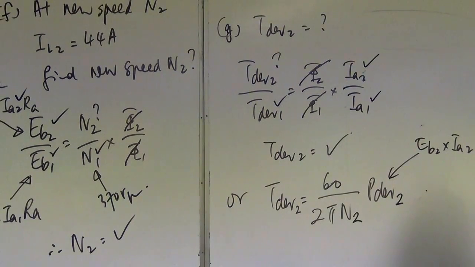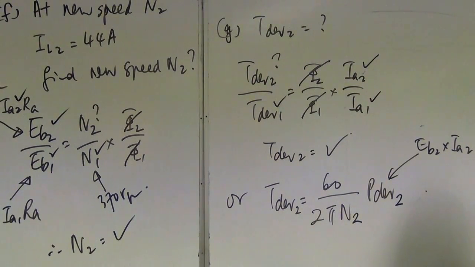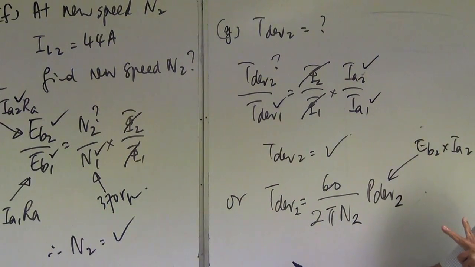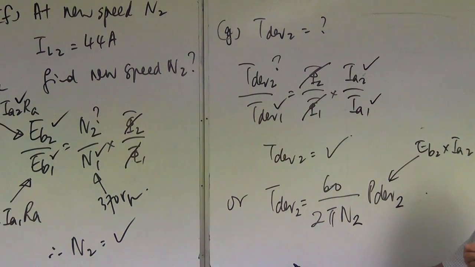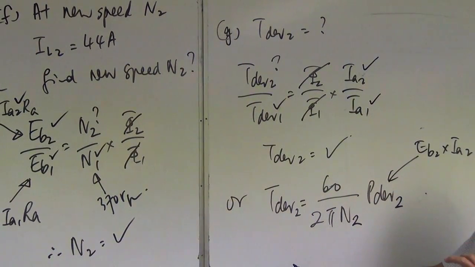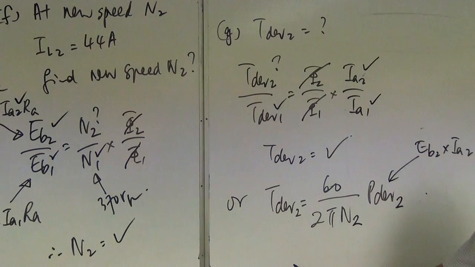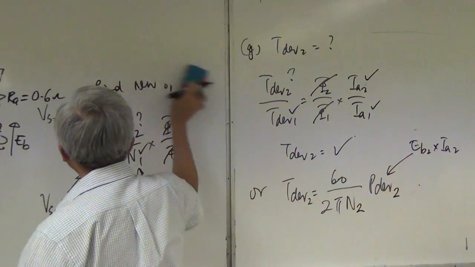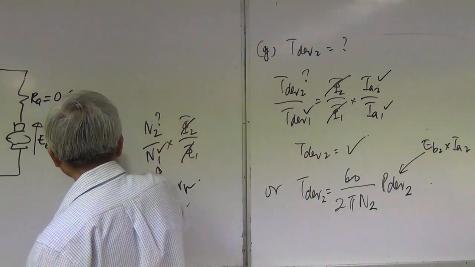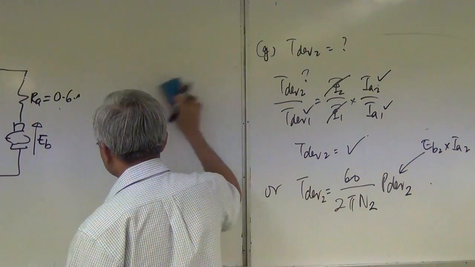So that is shunt motor. For most of the students, they actually have grasped the concept quite well. But make sure that you remember that EB is proportional to N flux and torque is proportional to flux IA. The last bit before I leave shunt motor is about the efficiency.